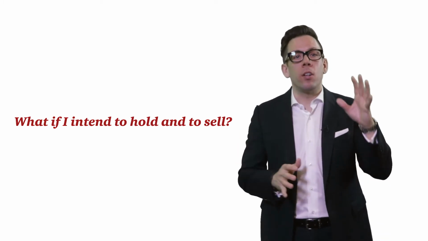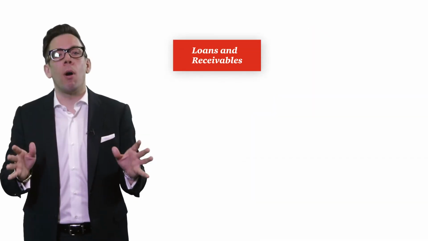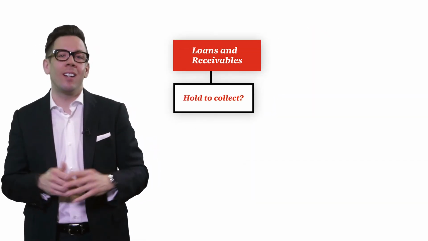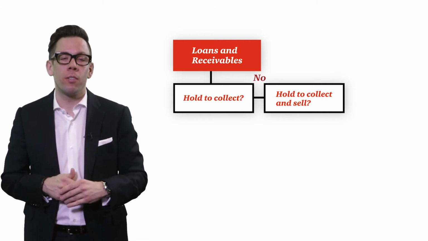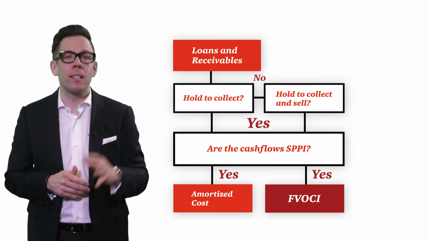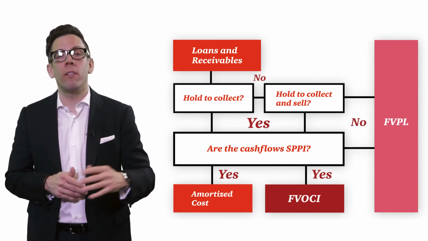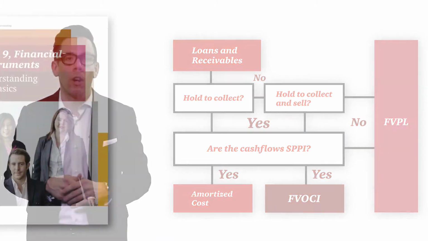In some cases, you might be holding to collect the contractual cash flows, but you might also sell, depending on the circumstances. Think about a bond where you might be holding, but you could be inclined to sell if the fair value moves beyond a certain range. In those cases, as long as you pass the SPPI test, the instrument's carried at fair value through other comprehensive income, rather than fair value through P&L or amortized cost.